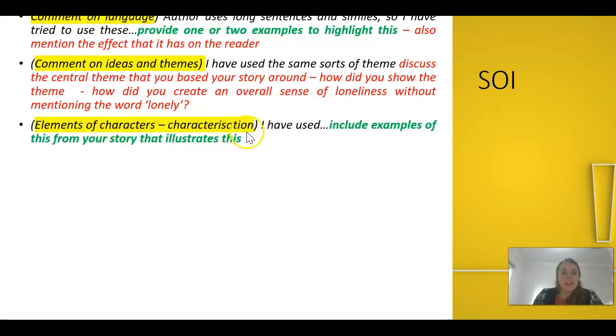Elements of characters and characterization. I have used and include examples of this from your story that illustrates this. So, like Steinbeck, characterizes Lennie in a very animalistic way. It talks about his hands like they're paws.